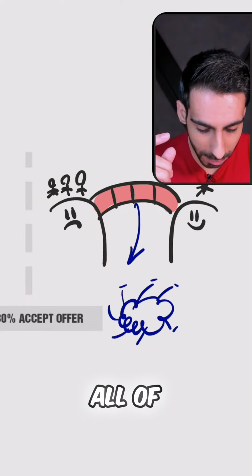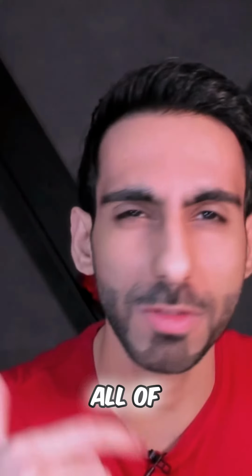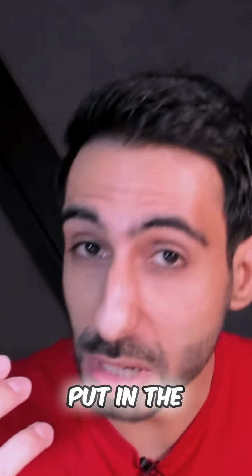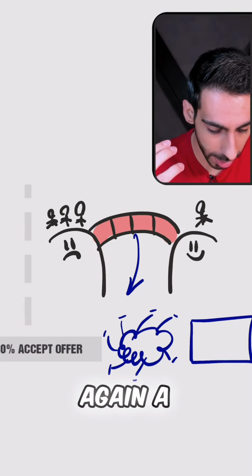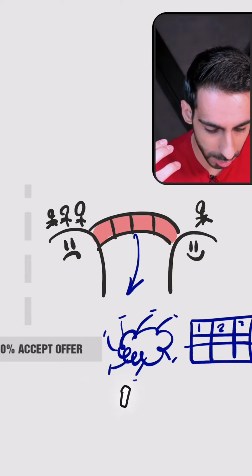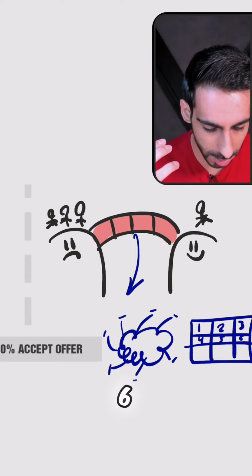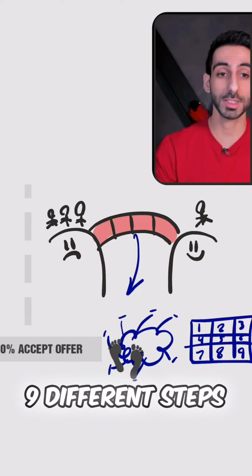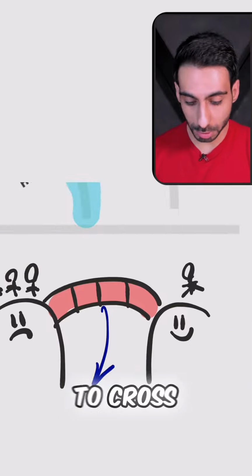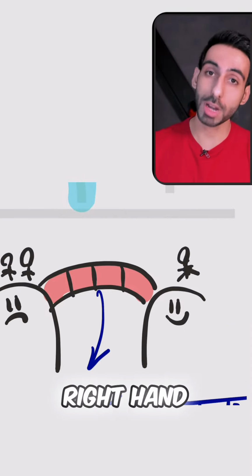Once you have all of the steps, all of the things they need to know, all of the things they need to implement and learn and do, all you have to do is just put it in order. So take, again, a piece of paper, divide it into these boxes: step 1, step 2, 3, 4, 5, 6, 7, 8, 9. 9 different steps, and these are the steps that they've got to take in order for them to cross the bridge and go from the left-hand side to the right-hand side.